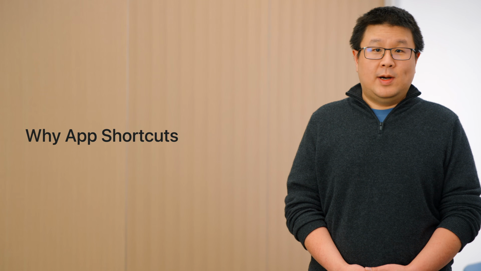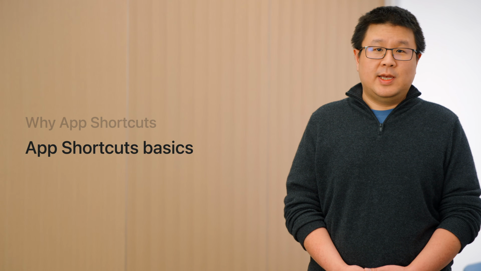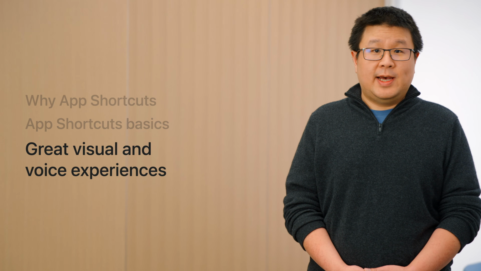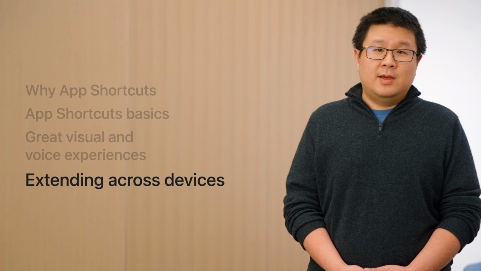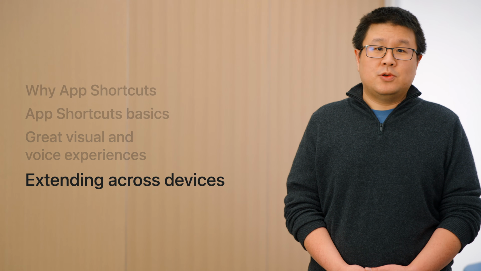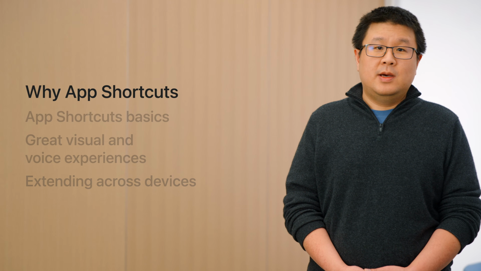I'll start by looking at why you should adopt App Shortcuts to help your app create quick, habitual actions that can be used from all over the operating system. Then, I'll go over the basics of implementing an app shortcut. After that, I'll go over how to make your app shortcuts great for both visual and voice use, as well as new ways app shortcuts have improved in iOS 17. And finally, I'll wrap by looking at new ways app shortcuts can be extended across a number of Apple devices beyond iPhone. To start, app shortcuts make it easy to discover and use your app's functionality.